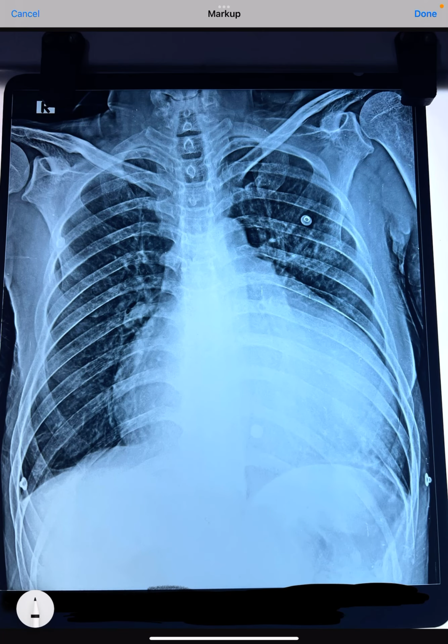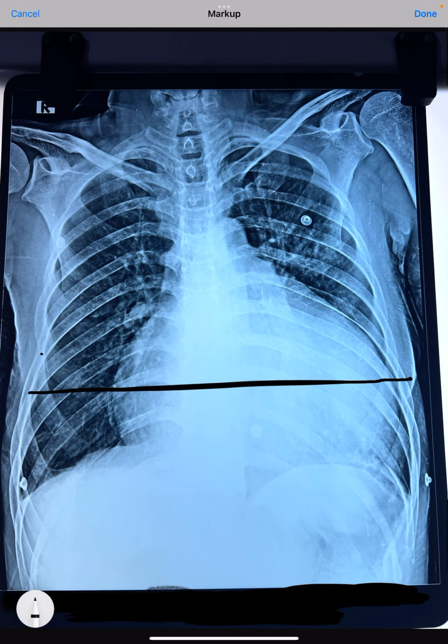You can simply pause the video and look at this X-ray and try to think of the abnormality which comes to your mind when you see it. Now, very interestingly, what we can say is the heart shadow is extremely large.